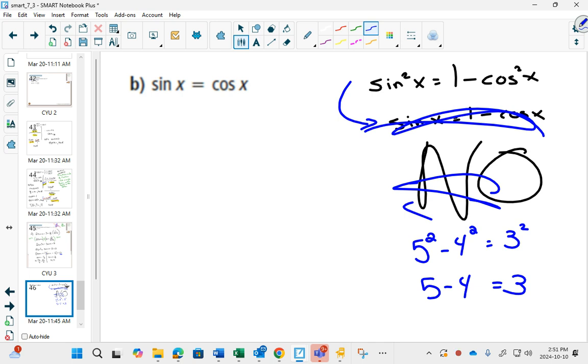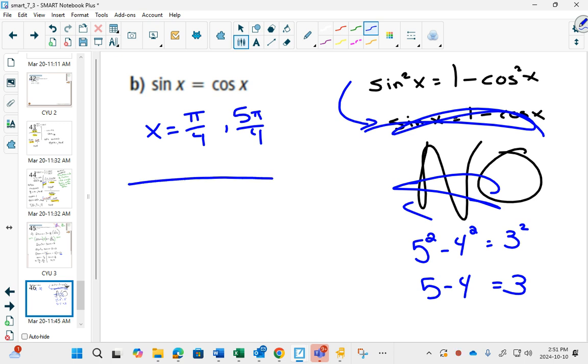Method 1 for this question. Use your pie plate. Is your x coordinate ever the same as your y coordinate? When? Pi over 4. Anywhere else? 5 pi over 4. They're both negative, right? Perfect. That's method 1. Just use your pie plate.